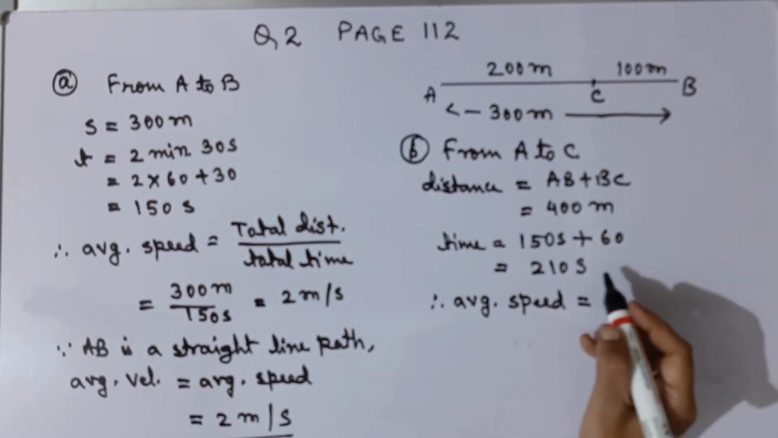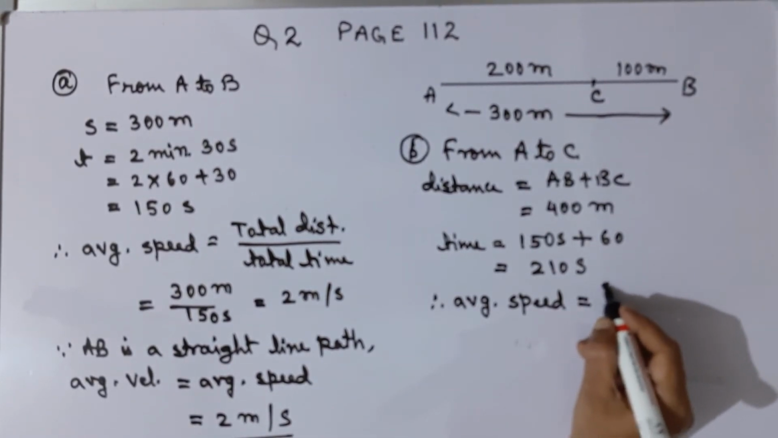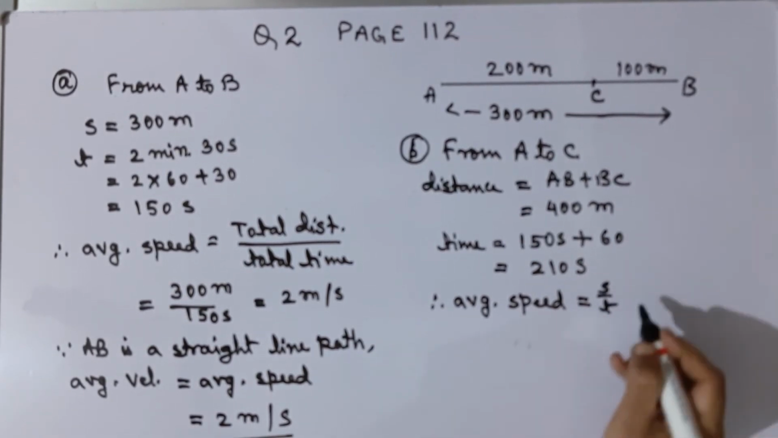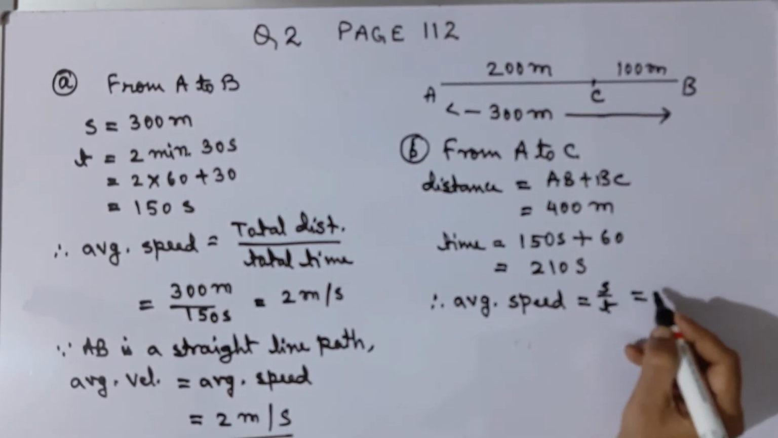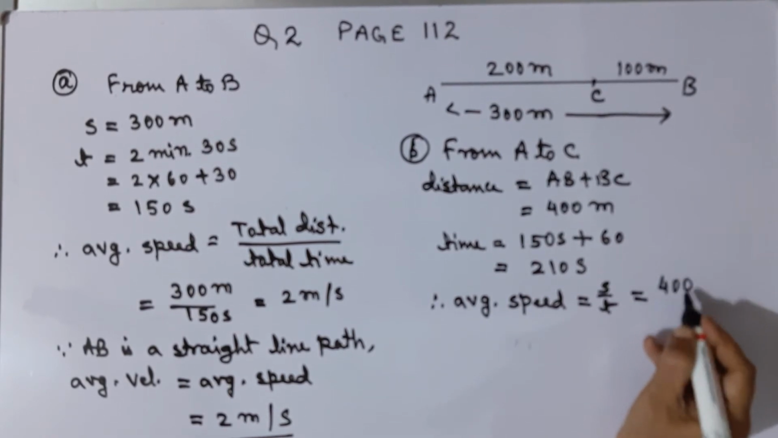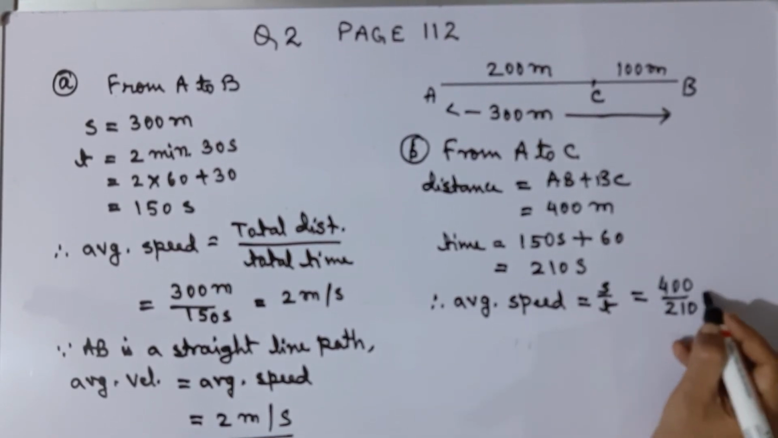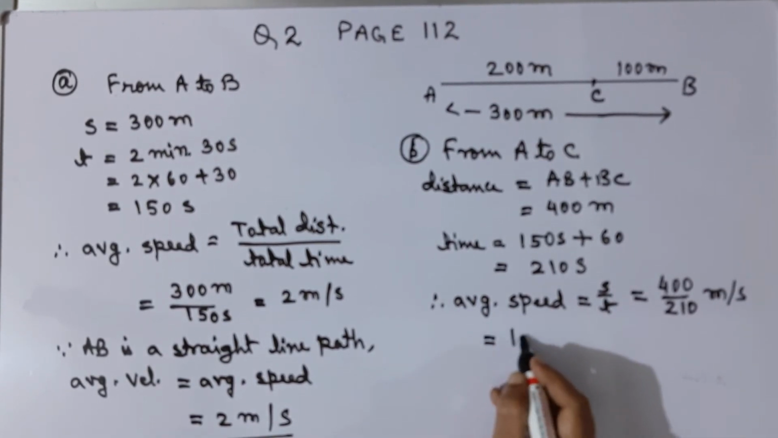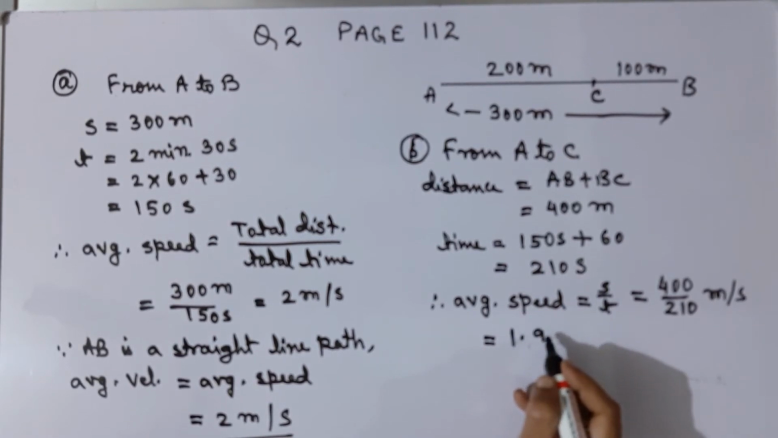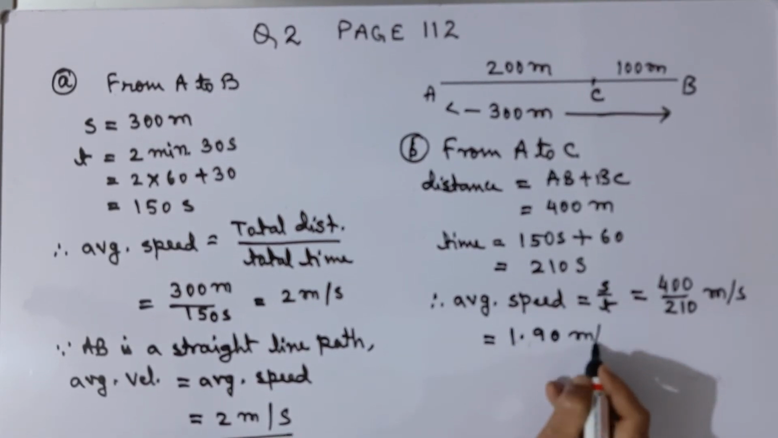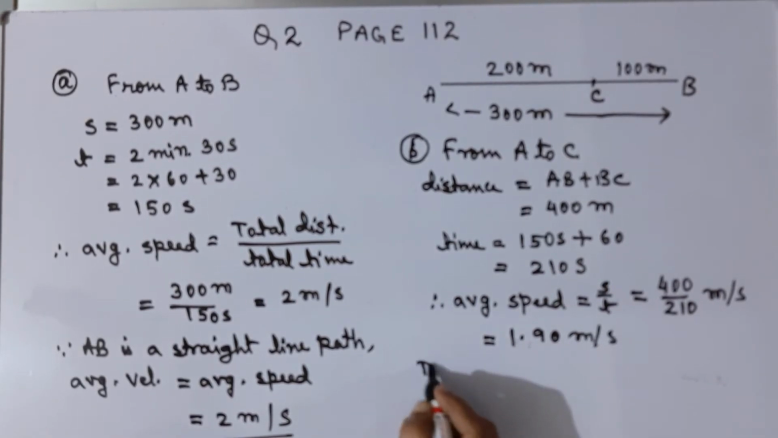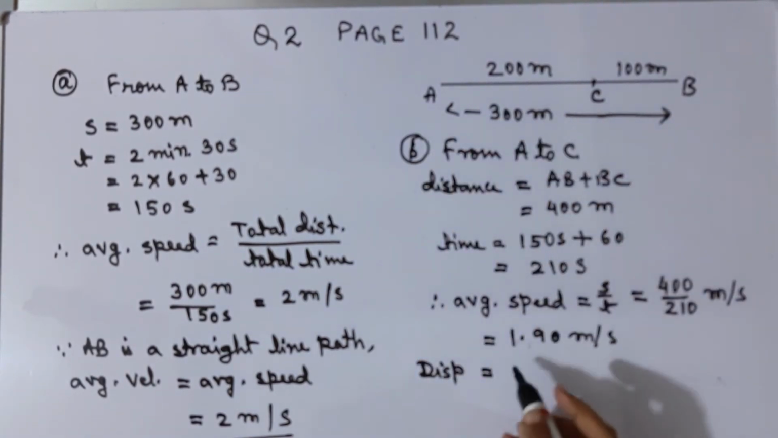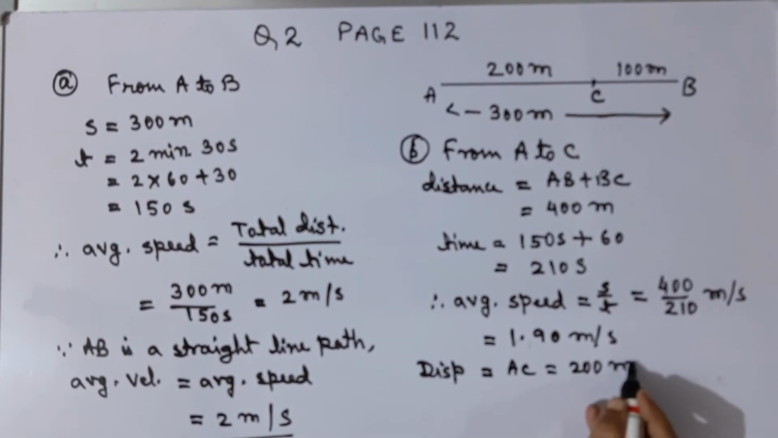Therefore, average speed is equal to total distance upon total time, that will be 400 upon 210 meter per second. That will be in decimals 1.90 meter per second. As for the displacement, total displacement is from A to C. This is equal to 200 meter.